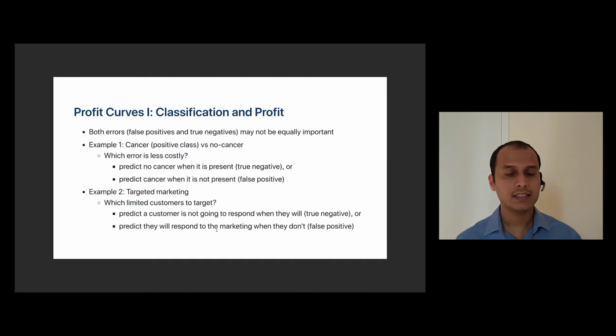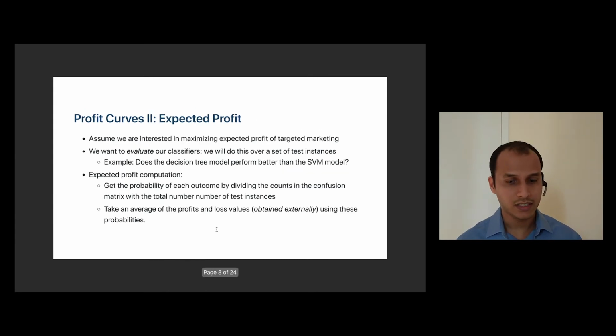The second one is I predict that they will respond when they actually don't. Okay, so in this case, I think that they will respond, and I actually sent them a targeted ad or a discount, but they did not end up buying. Okay, so here it's a wasted effort. So what the illustration on the slide is saying is that there is a difference between the two types of errors that we are incurring.